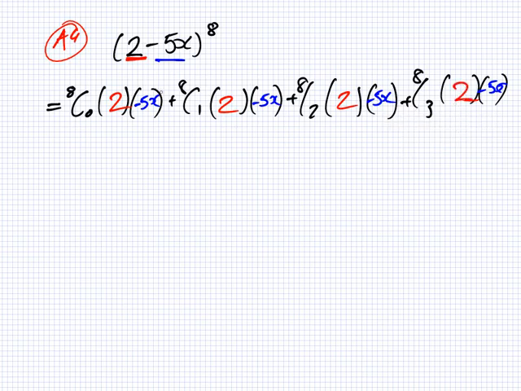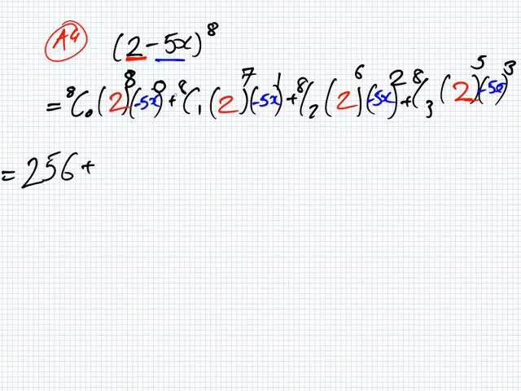Now the powers. Do I want to start small or big on the x? Small. So this will be 0, 1, 2, and 3. And on the 2 will be 8, 7, 6, and 5. Okay, so on my calculator, 8c0 was 1, and 2 power 8 is 2, 4, 8, 16, 32, 256? Yeah. 256. Plus 8c1 I know is 8.